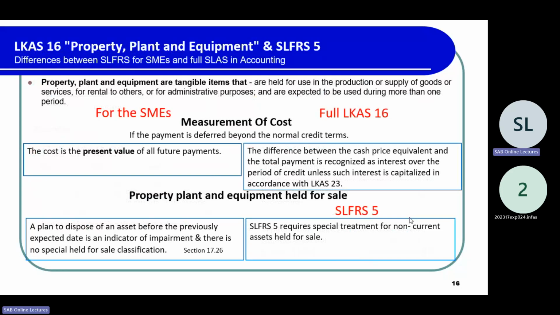Good morning, everyone. Let's look at how the past question may differ from the case. When the payment is deferred beyond the normal credit term, in the past question the cost is the present value of all future payments. But when we look at the case, the difference between the cash price equivalent and the total payment is recognized as interest over the period of credit, unless such interest is capitalized in accordance with the borrowing cost standard.